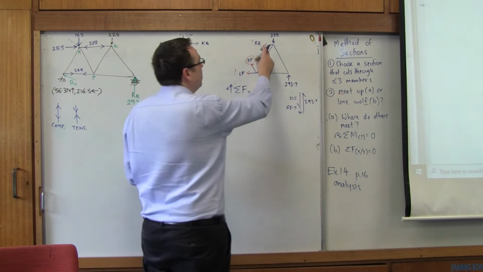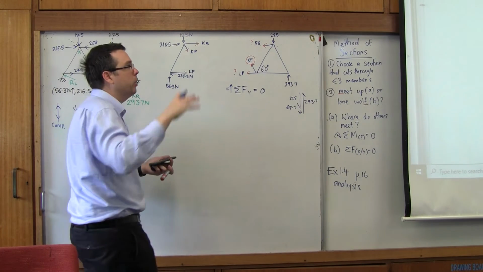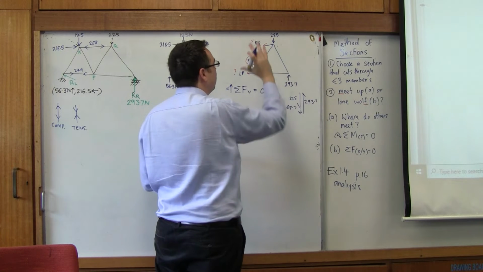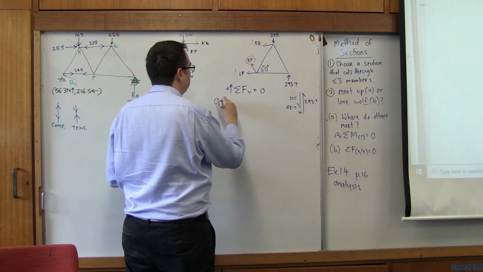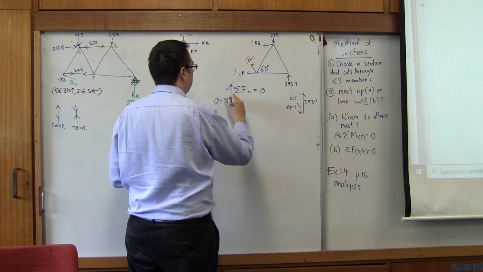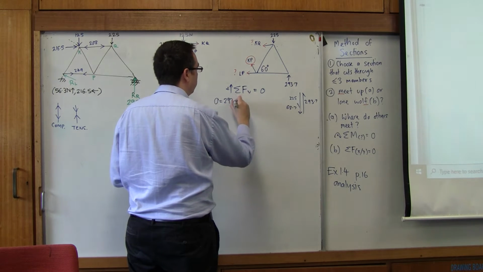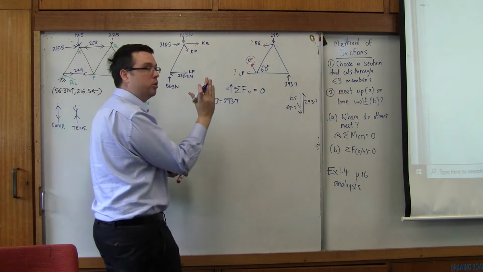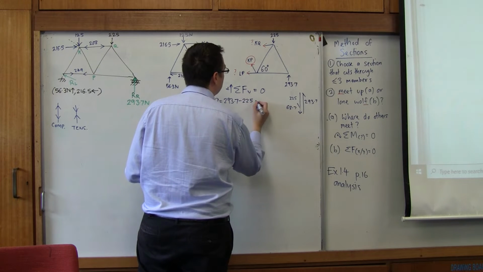Now you might say, what about this and this? Don't worry, because they're internal members, they're not being cut. We only care about external forces and cut internal members. So what Copeland would do is Copeland would write 0 equals 293.7. Now that's going up, so it's positive. Minus 225, because that's going down.